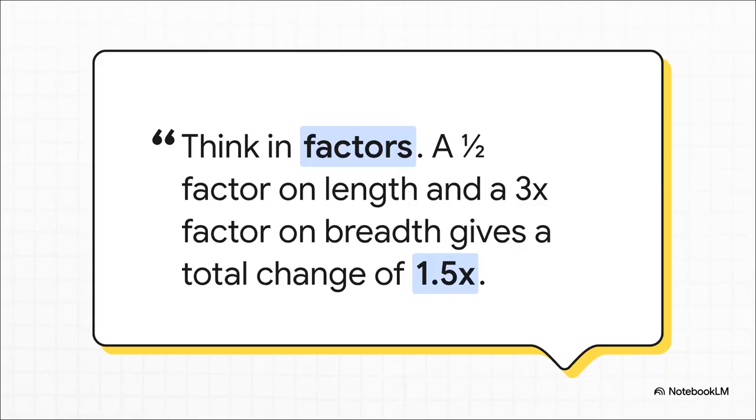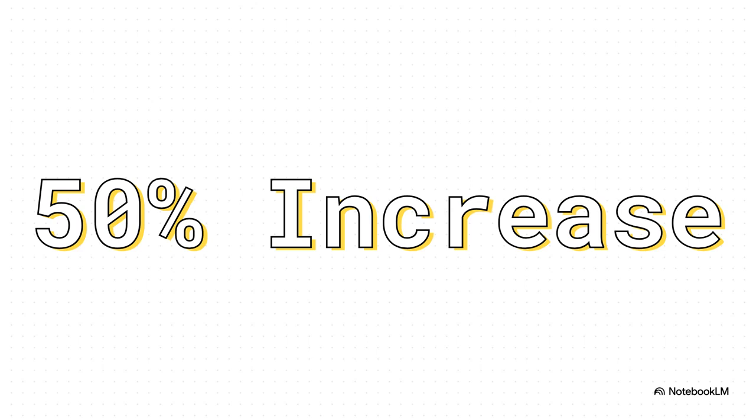Here's the shortcut, and it's a game changer. Forget the algebra and think in factors. The length is changed by a factor of 1/2. The breadth is changed by a factor of 3. To find the total change in area, you just multiply those factors. So 1/2 times 3 gives us a total change factor of 1.5. And a factor of 1.5 means the new area is 150% of the old one, which is just a 50% increase. No messy algebra, just a direct answer in seconds. That's how you save time and beat the clock.